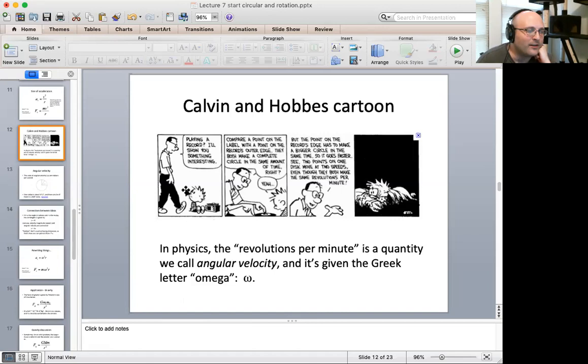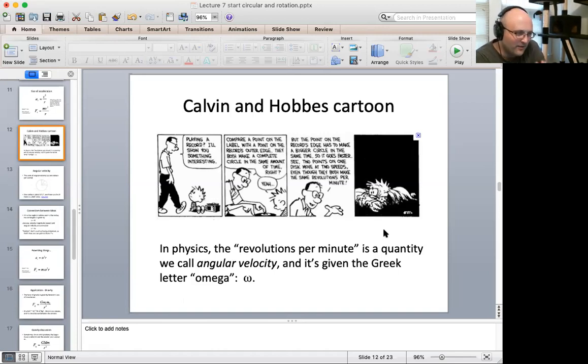Right, his dad is demonstrating on the record that a point on the label on the inside versus the outer edge, they make a complete circle in the same amount of time. They both do it in the same time, the small circle and the bigger circle. So two points on the disk move at two different speeds, even though they make the same revolutions per minute.